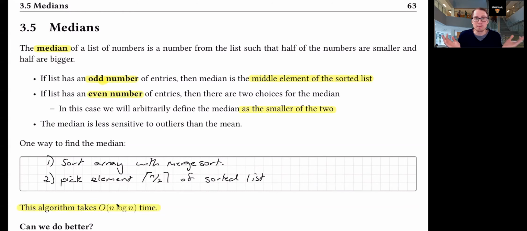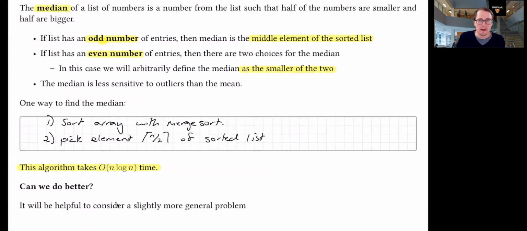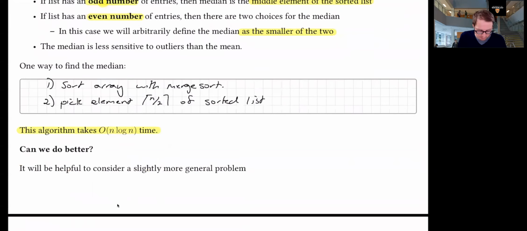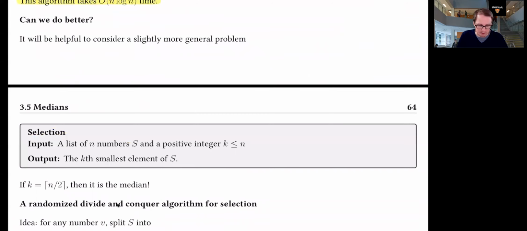So then we can ask, can we do better than this? Because we're sorting the entire array just to find one element of it. And we'll consider a slightly more general problem, which we call selection. In the selection problem, you're given a list of n numbers, S, and a positive integer k, and you want to output the kth smallest element of S. This would solve the median because we just set k equal to the ceiling of n over 2 to return the median.